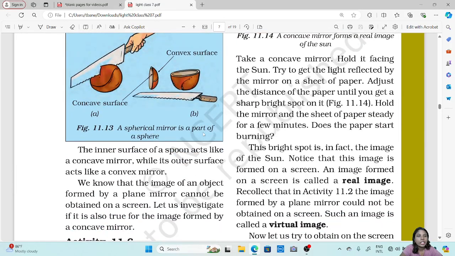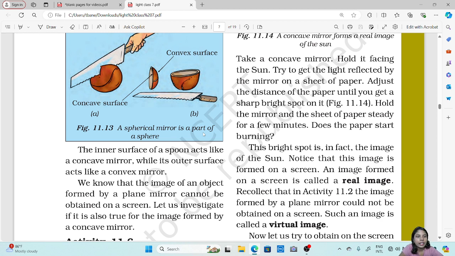Take a concave mirror, hold it facing the sun. So they are saying you have to take a concave mirror, which is like the bent side, the inner side of the spoon. You have to take that kind of mirror. You have to hold it facing the sun.